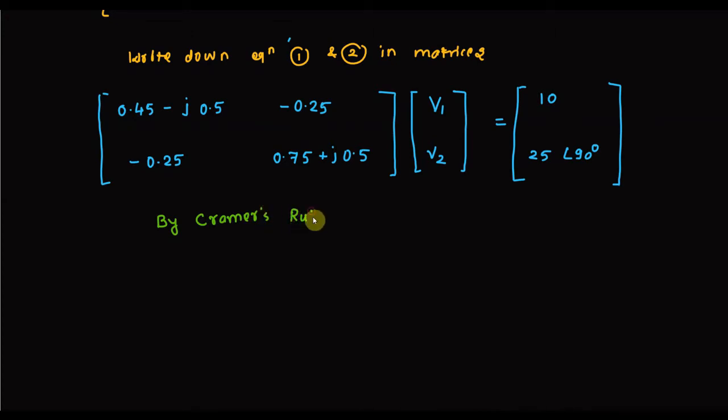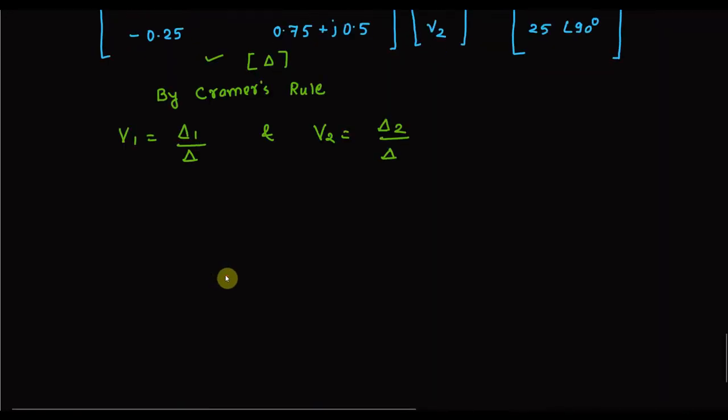According to Cramer's rule, what will be the value of V1? V1 is delta 1 upon delta. In mesh analysis, we wrote I1 as delta 1 upon delta, and the value of V2 is delta 2 by delta. Right? So if you want to find V1 and V2, I have to find the values of delta 1 and delta 2, and the value of delta. I already told you that the determinant of this matrix is delta. And how to calculate delta 1 and delta 2, we will see one by one.